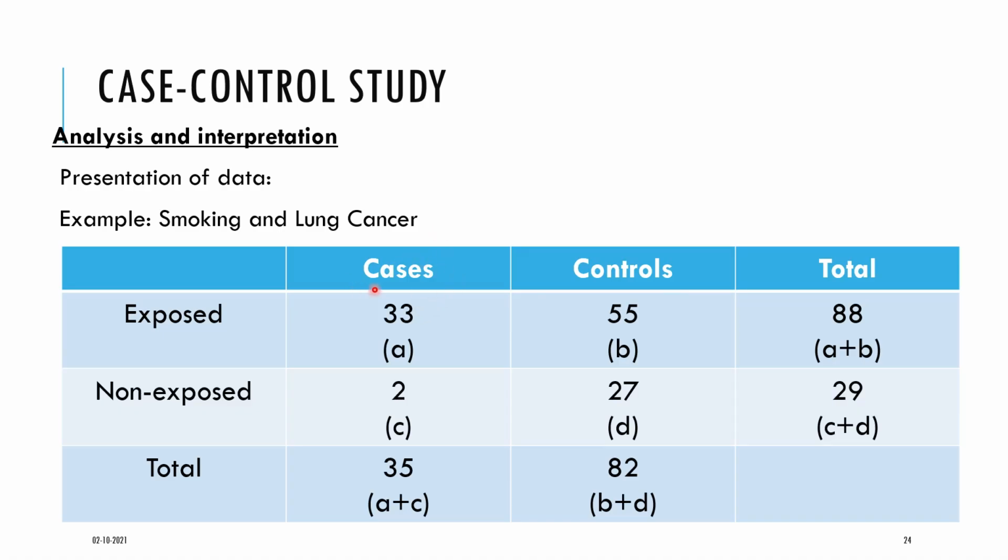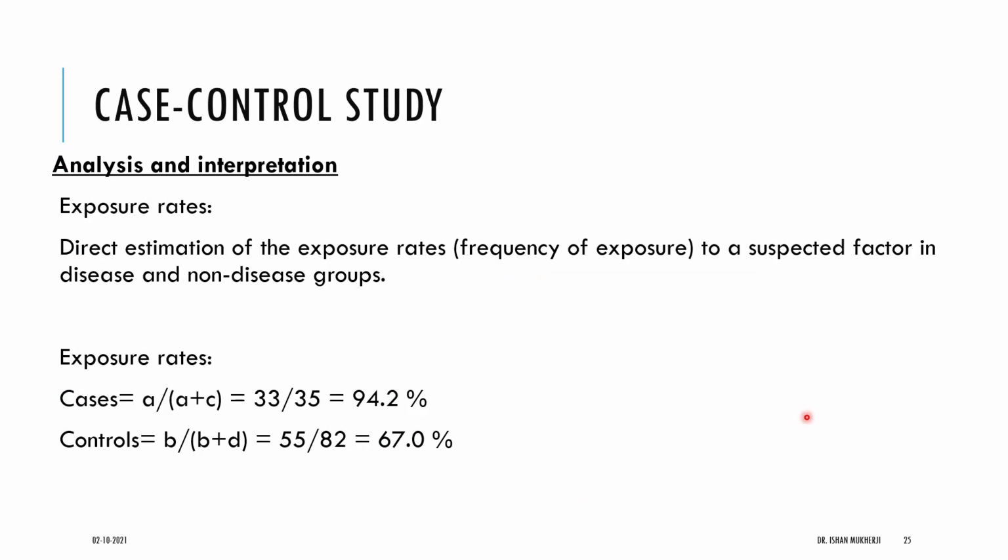Say we have 33 cases of lung cancer who were smokers and 2 cases of lung cancer who were non-smokers. So that gives us a total of 35 lung cancer patients. Conversely, we have selected 82 controls. So how do we interpret these numbers? First, we'll calculate our exposure rates. So we'll find out what is the exposure rate of the cases. Now A over here are our smokers with lung cancer and C are the non-smokers with lung cancer.